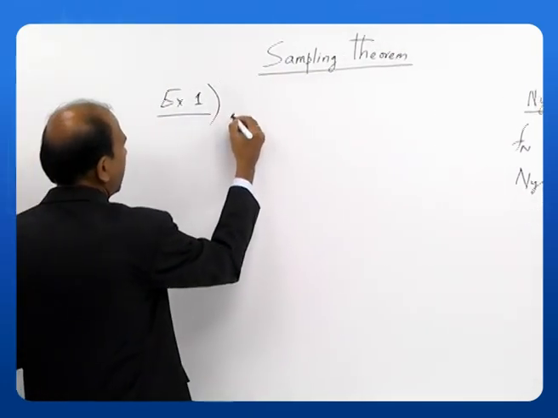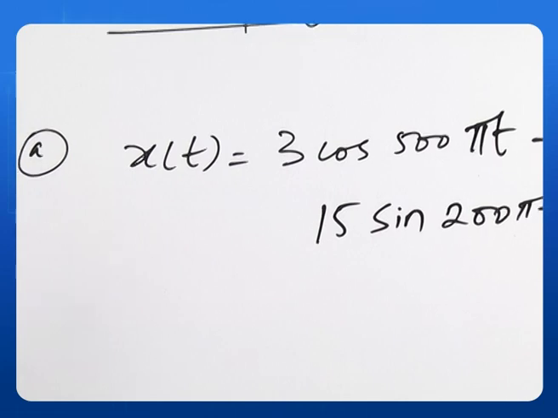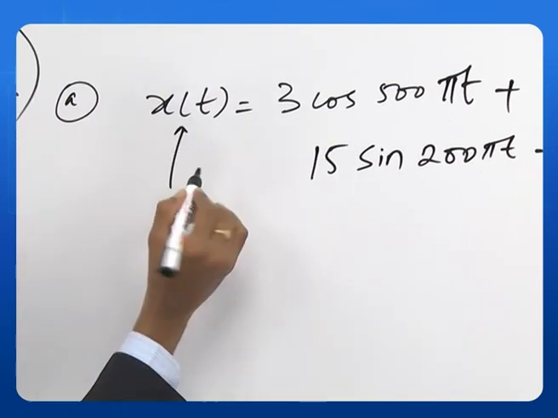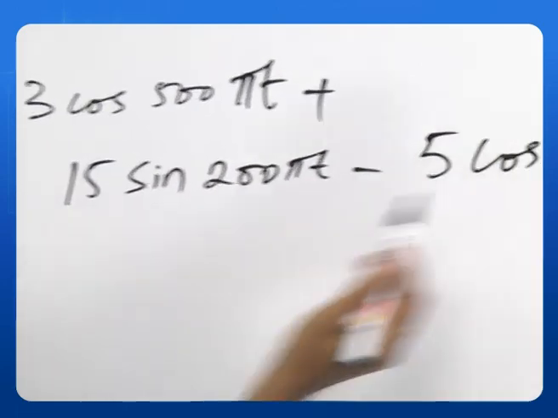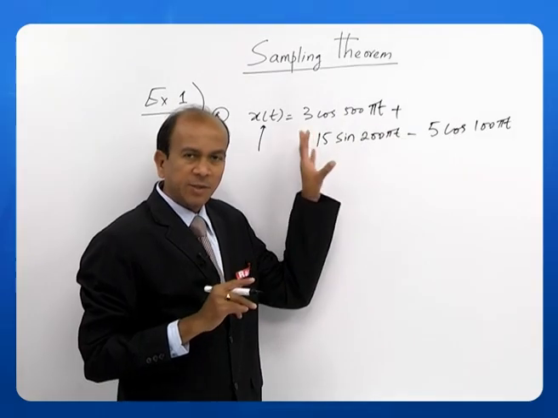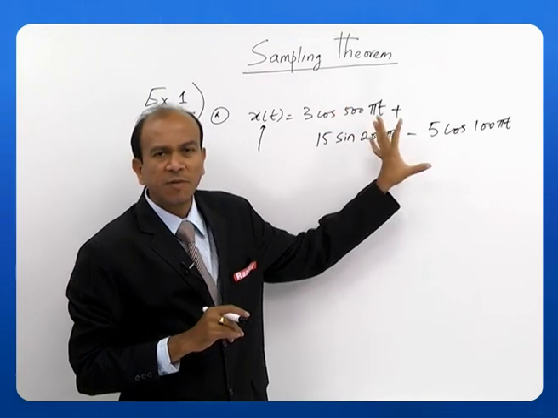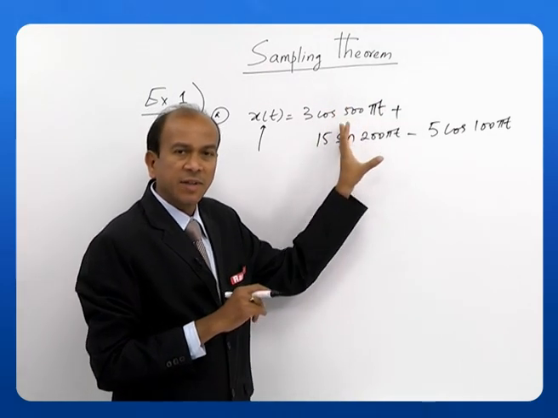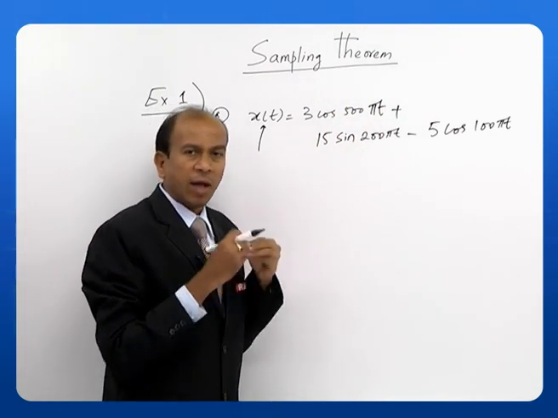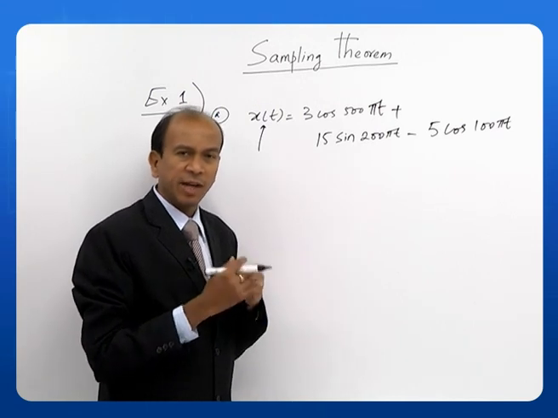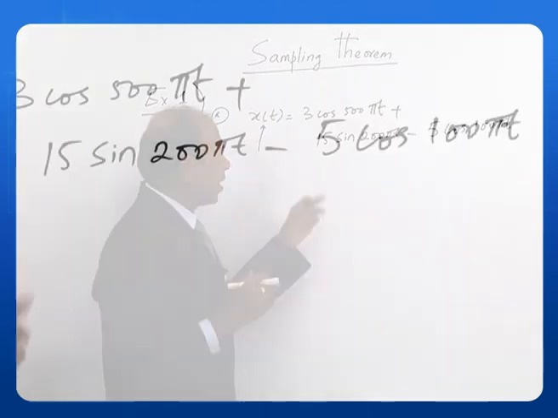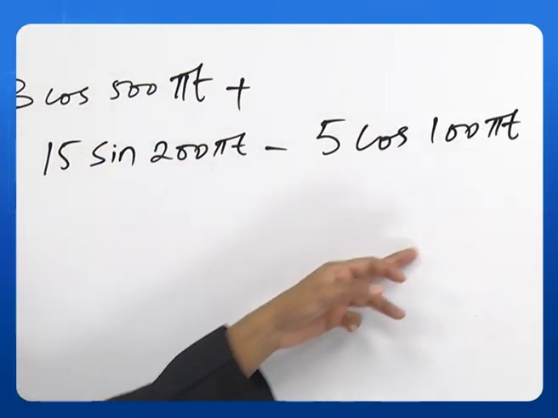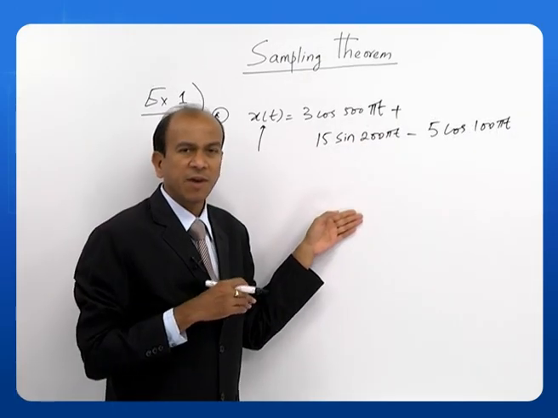In part A, there is a signal given, which is equal to 3 cos 500 pi t plus 5 sin 200 pi t plus 5 cos 100 pi t. As you see, this signal consists of 3 different sinusoidal signals having 3 different frequencies. To calculate the Nyquist rate or the Nyquist interval, first of all we should know the maximum frequency of the given signal. Let us calculate the 3 different frequencies and identify the highest.